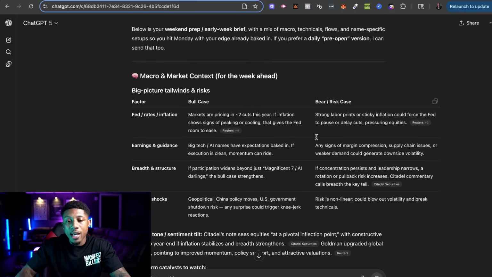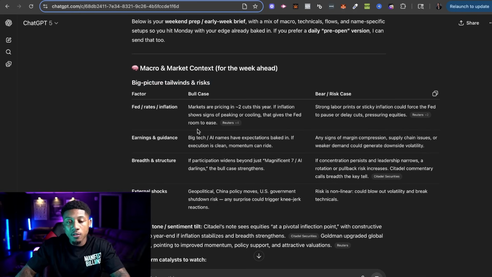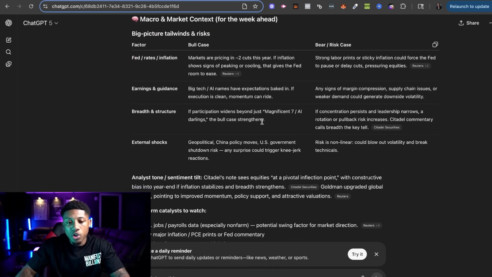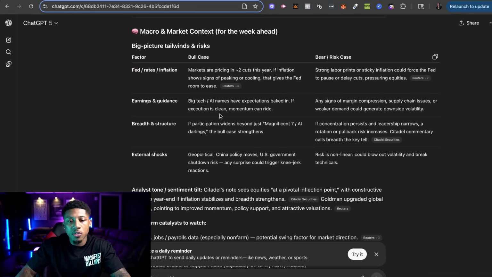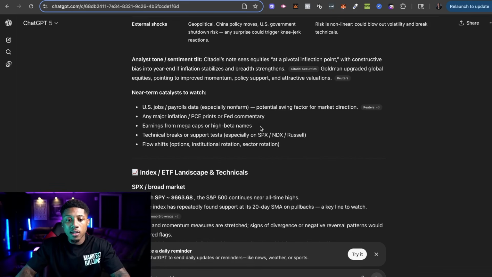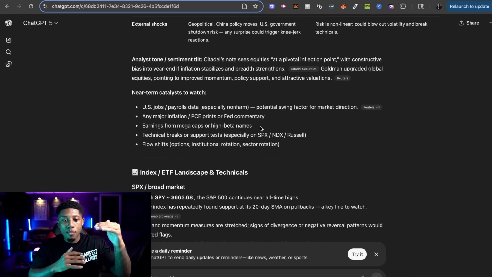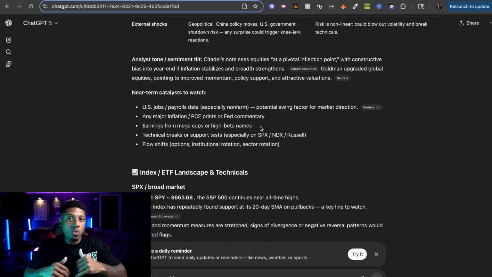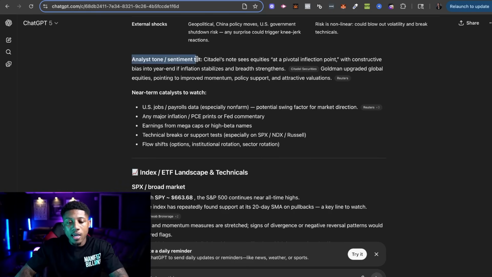So it'll kind of break it down just like this. You're going to have your big picture tailwinds, right? So you have Fed rates and inflation, earnings and guidance, structure, along with external shocks. So it'll break down geopolitical things, big tech names, certain things that are going on with the Magnificent Seven, and so on and so forth. Now, this basically is everything you really need to know about the stock market as of right now, whether you're doing this during pre-market or on a Sunday, which is what I would personally recommend. So if you look at this, you see analyst tones. Is this important? Kinda, sorta.